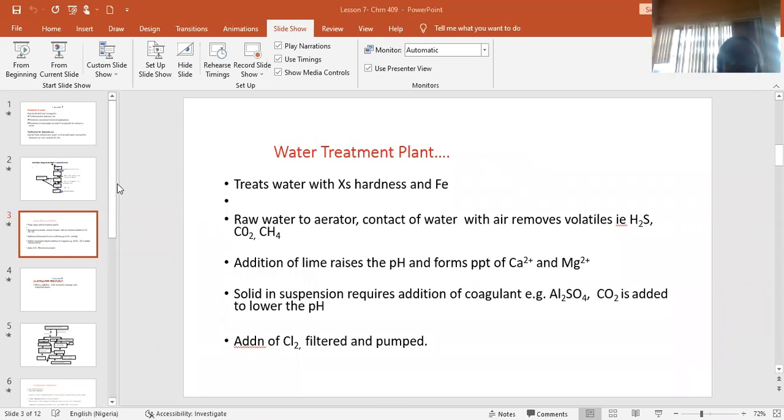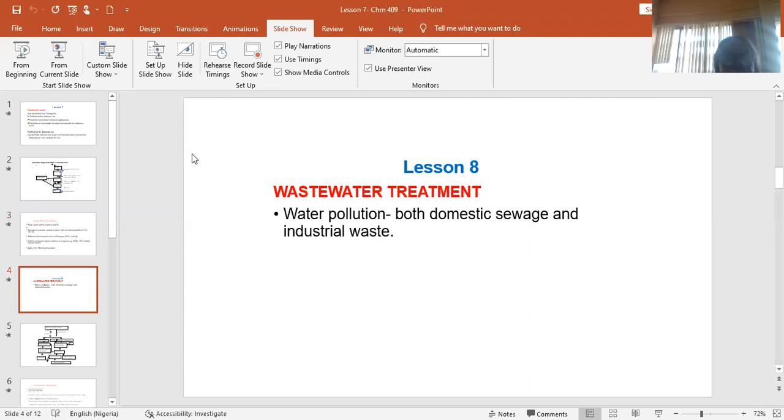Any other question before I go on, because I have finished with water treatment. So I now want to go on to wastewater treatment. Wastewater treatment can be domestic sewage or it can be industrial waste. The method that we want to talk about applies to both domestic sewage and industrial waste. What I've done is put the whole thing together into a diagram. I will tell you where domestic sewage stops: that is the pre-treatment and the primary treatment.